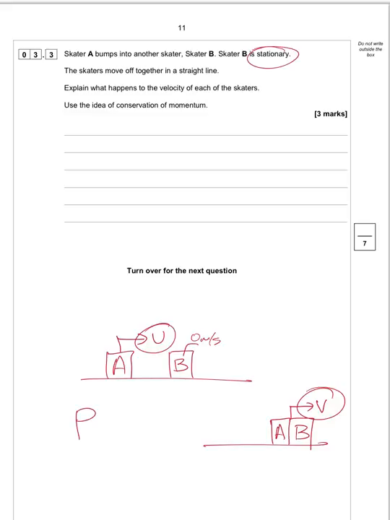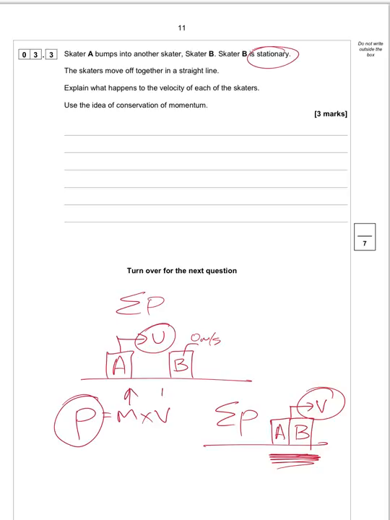We know that the total momentum in this picture before they collide is equal to the total momentum of their combined momentum afterwards. Because momentum is equal to mass times velocity, if their momentum has stayed the same, but the mass is now their combined mass, the mass has increased, that must mean that the velocity has decreased. Okay, so how do we put this into a 3-mark answer?